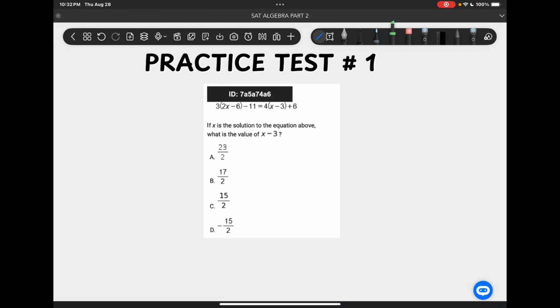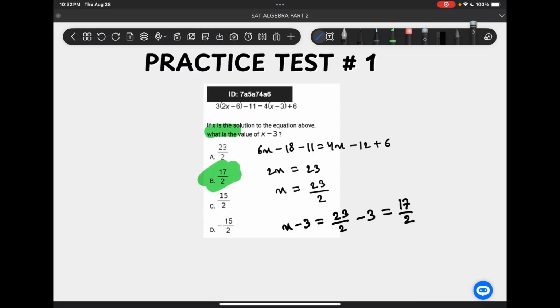So this is the first question, and you guys can pause the video and attempt it, and then I'm going to solve it. So I'm going to solve it now. x is the solution to the above equation, okay? And we are asked to find the value of x minus 3. So we're going to solve for the value of x first, and then we're going to find x minus 3.